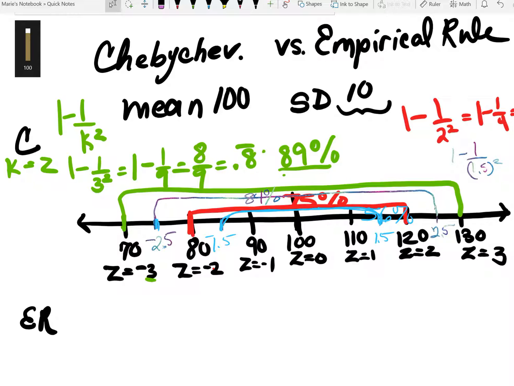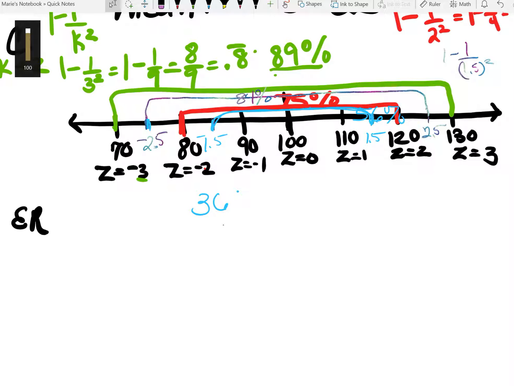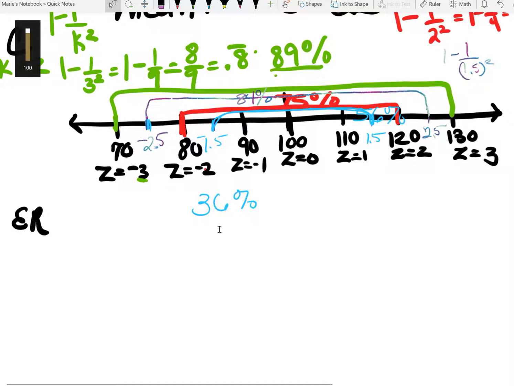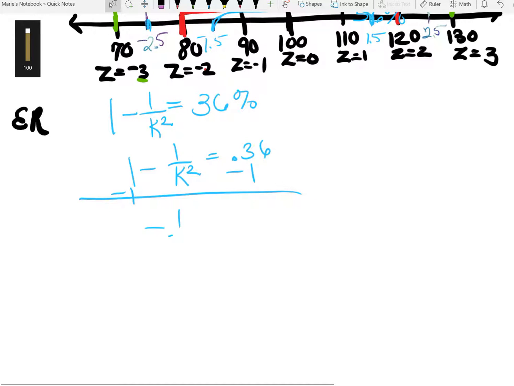In the event for Chebychev that they were to give you the percentage and they said to you something like 36%, and I've seen this question before, remember the formula is 1 minus 1 over k to the second power. And so you have 1 minus 1 over k to the second power equal to 0.36. The first step is to subtract 1 on both sides. This leaves you negative 1 over k squared is equal to 0.36 minus 1.